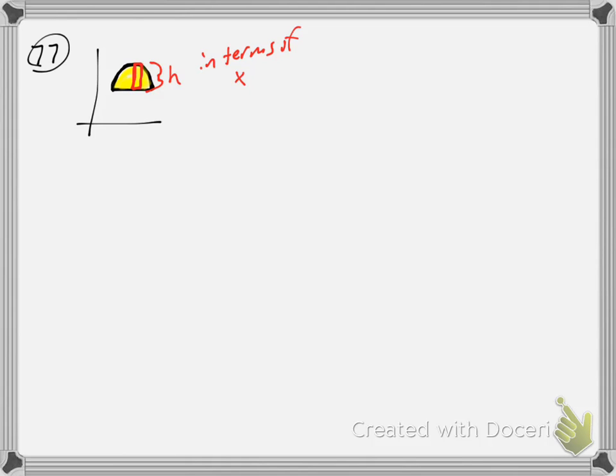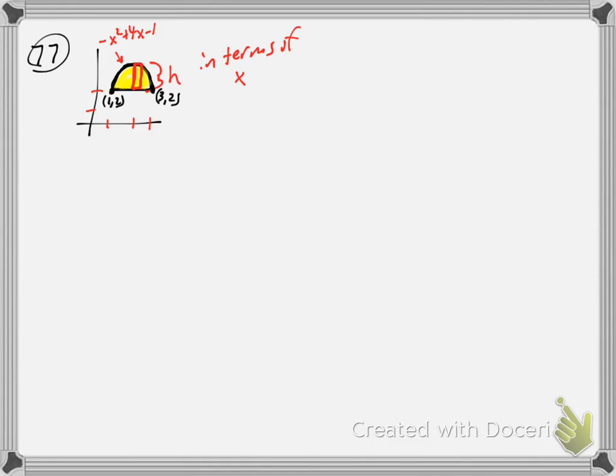So they tell me that the function is negative x squared plus 4x minus 1. And then I know these things as well. At this point here is (3, 2), and this one here is (1, 2). Right? So, find the height of the rectangle as a function of x.